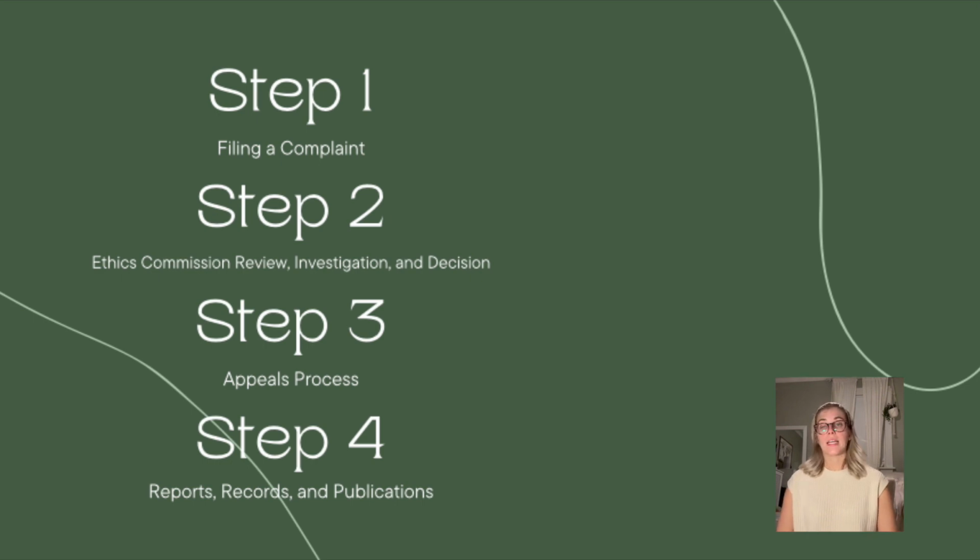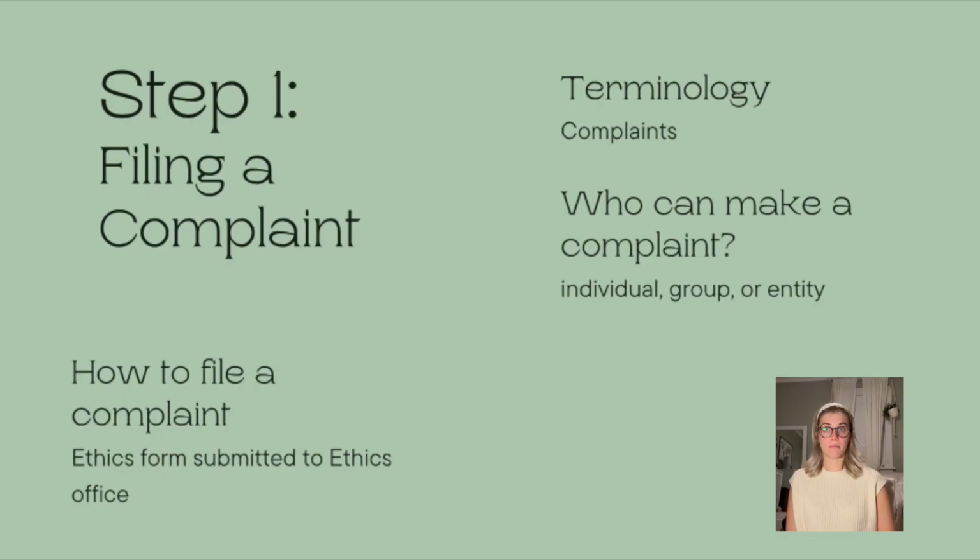So we will go into detail about each step, but in total, there are 4 major steps in the enforcement process. Step 1 is filing a complaint. Step 2 is ethics commission review, investigation and decision. Step 3 is the appeals process, and the 4th step is reports, records, and publications.